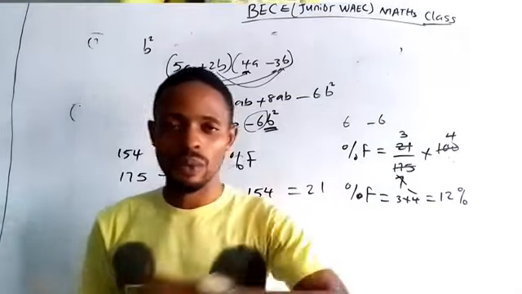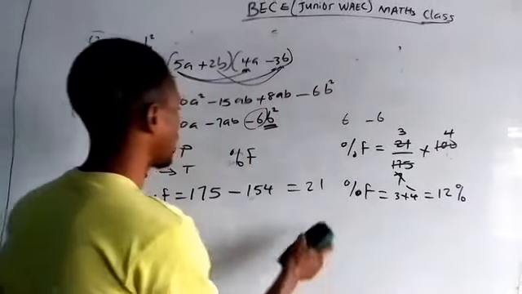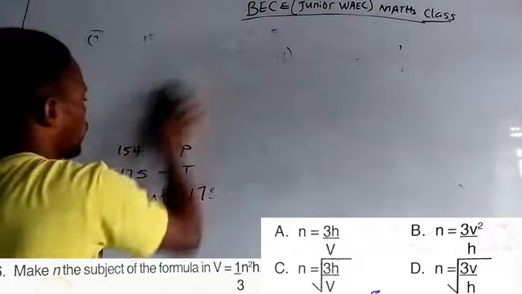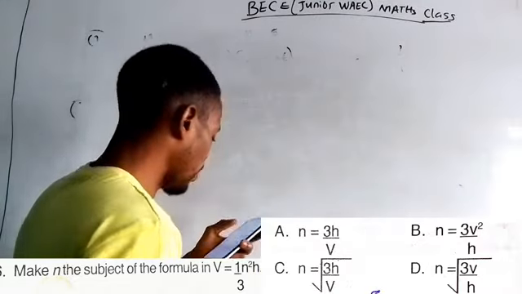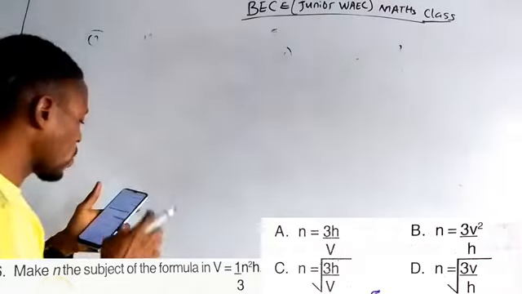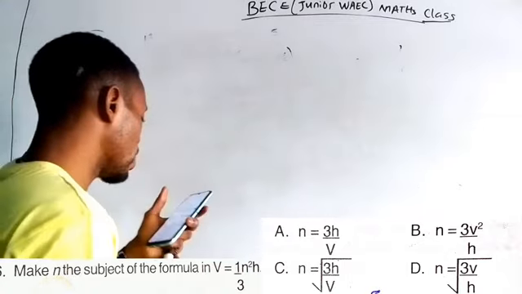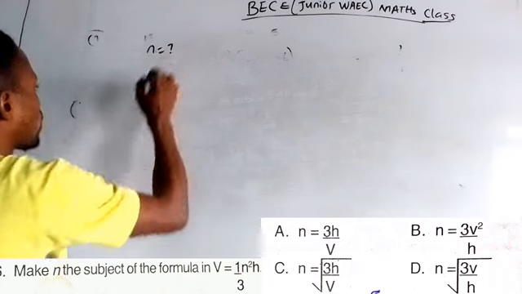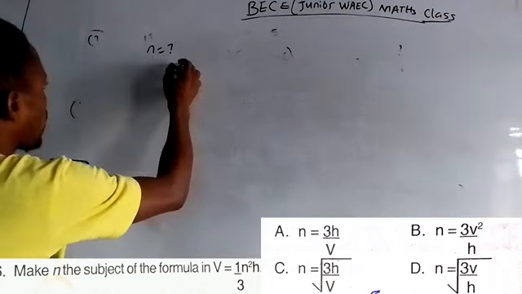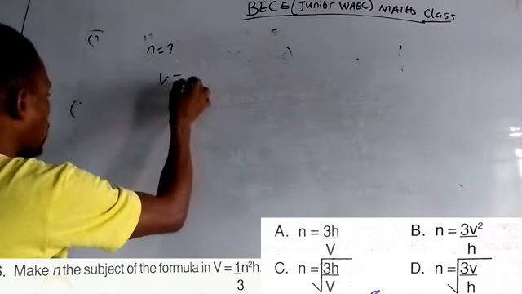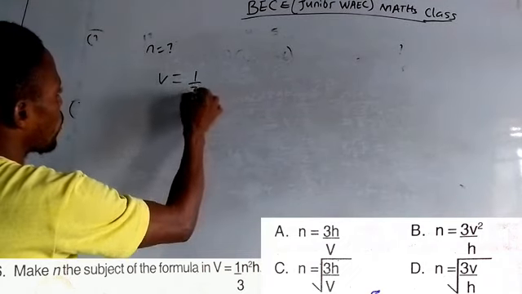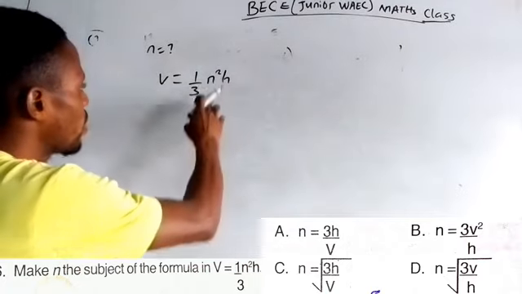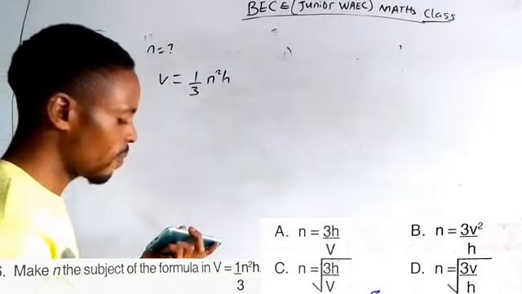Okay guys, let's go to the question we have to solve in this video. And then we have it. We want to make N the subject of the formula. We're given the formula as V is equal to 1/3 N squared multiplied by H. So we want to make N the subject of the formula in this place.